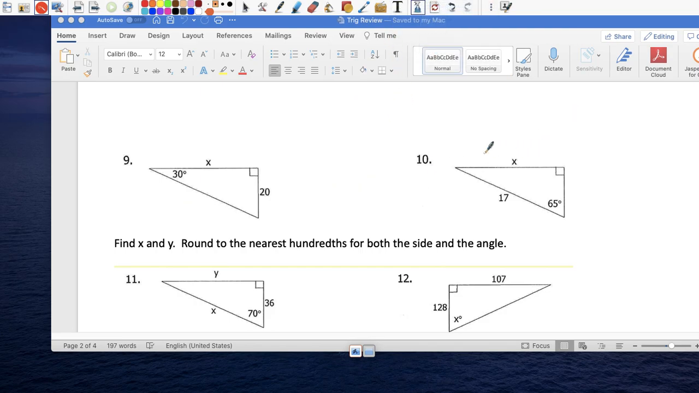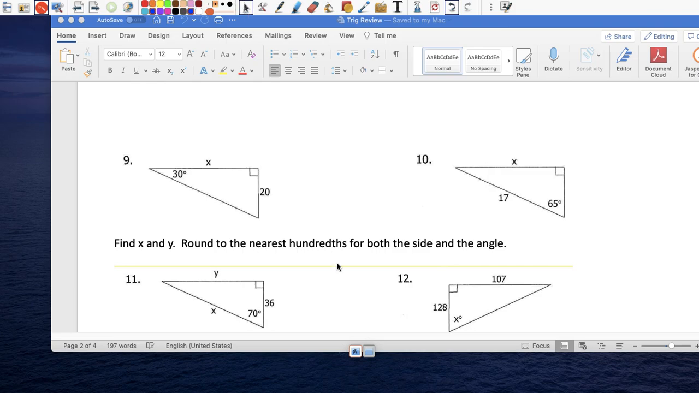Number 10, again from angle 65, this is the opposite, this is the adjacent, this is the hypotenuse. We don't want anything that uses adjacent because we don't have anything about it, so we're going to use sine. So sine of angle 65 equals opposite over hypotenuse. So again, this one's easy. If you cross multiply, you get x equals sine of 65 times 17. So x equals 17 times second function sine of 65. Enter. We get 15.41.